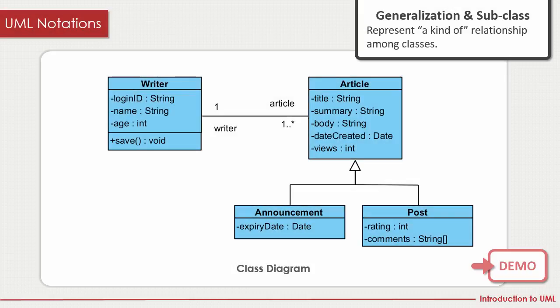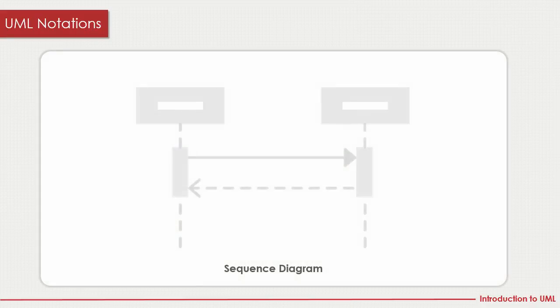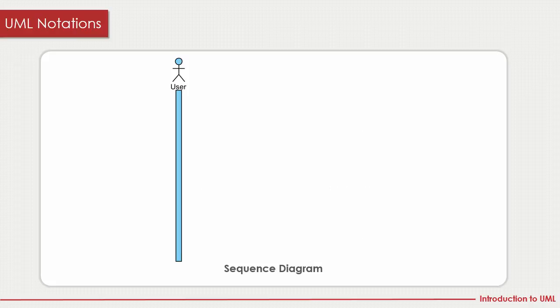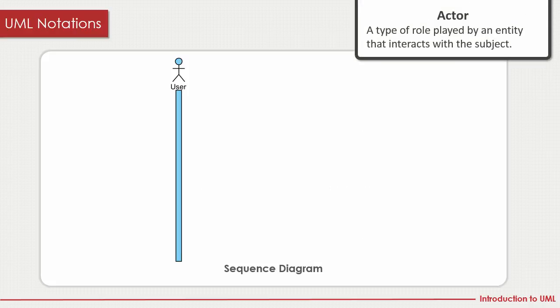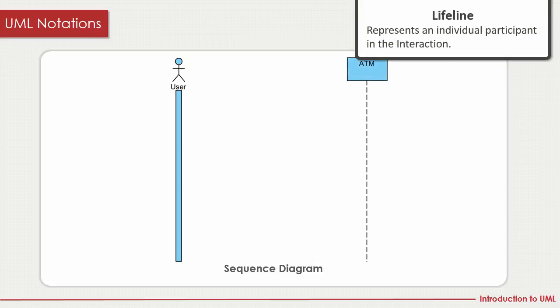The next diagram I would like to talk about is the sequence diagram. Sequence diagram is very helpful when you are doing the interaction modeling and integration modeling. In sequence diagram, you can put the actor. Actor is a type of role played by an entity, which is most likely a human, that interacts with your system. The actor could be a human or could be a third-party system. In the integrated world, you have a lot of third-party systems to interact with you.